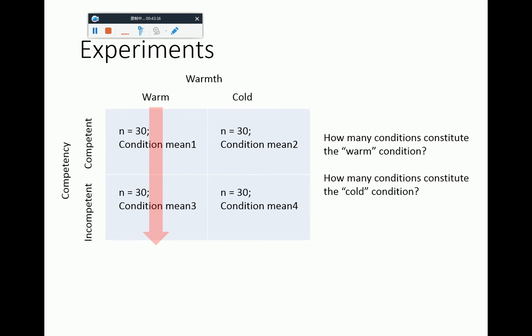Similarly, how many conditions constitute the cold condition? In other words, in what conditions in this experiment is Aaron described as cold? The answer is very easy. In these 2 conditions. In this condition, Aaron is described as competent and cold. In this condition, Aaron is described as cold and incompetent.